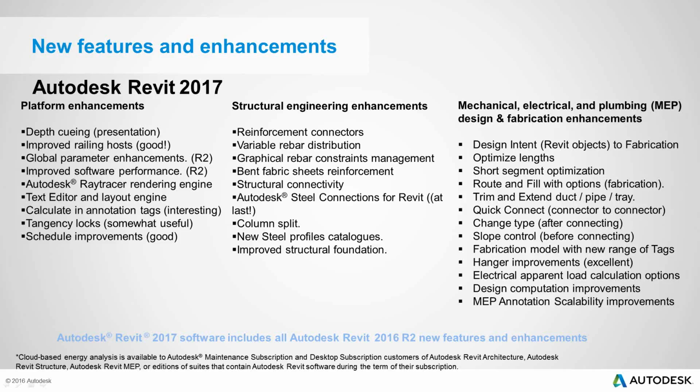So this is I guess a bit of a problem that Autodesk has created for themselves, but it's good because it means that we're getting new features every 6 months rather than having to wait every 12 months. So there's a few key features, I think, which will be of great interest to BIM managers and so forth. Global parameters, that was released in R2, but it's been slightly refined in 2017. There's also the ability to put in calculations in annotation tags. There's been some improvements in scheduling. There's been some changes to the text editor.